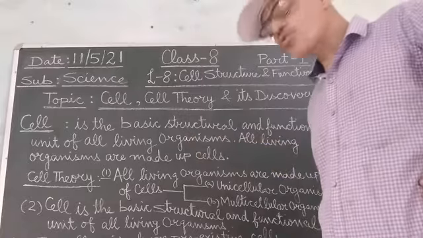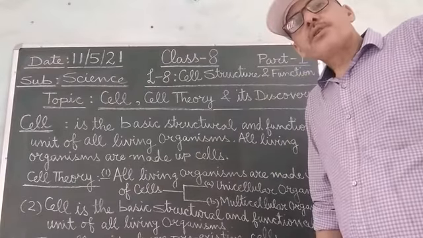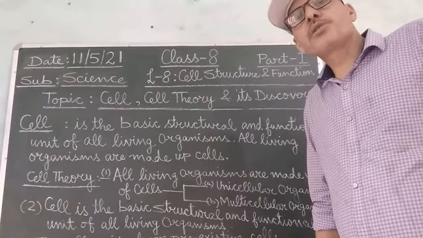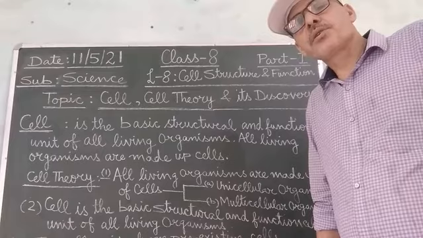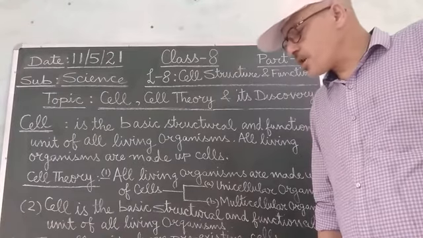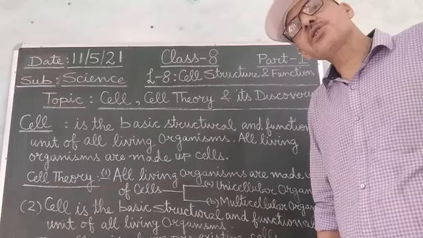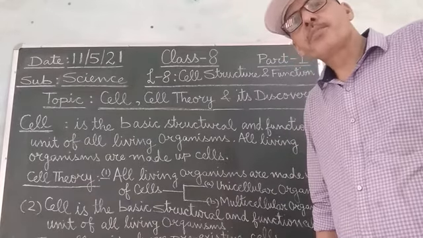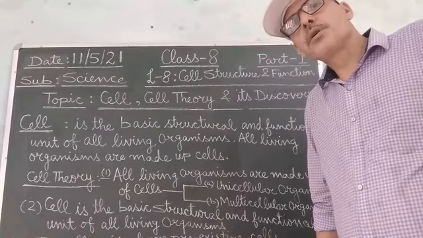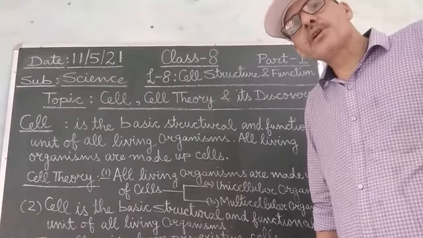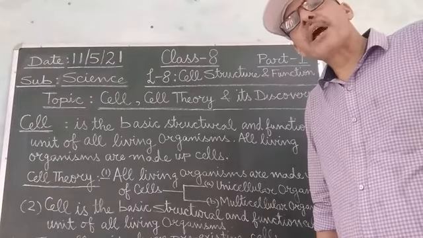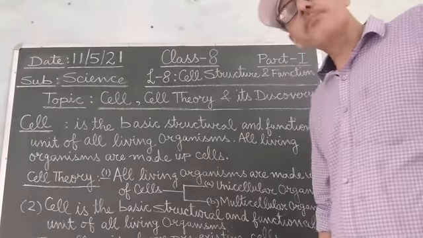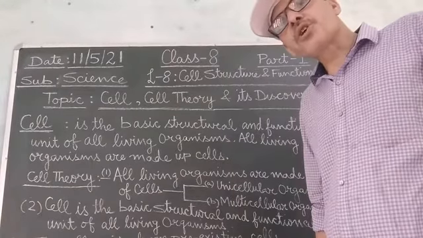So you all know that these cells are very small in size, and therefore we cannot observe or see them with our naked eyes. So in the year 1665, one English scientist named Robert Hooke invented an instrument which is called the microscope. And with the help of the microscope, he observed the structure of the cell.